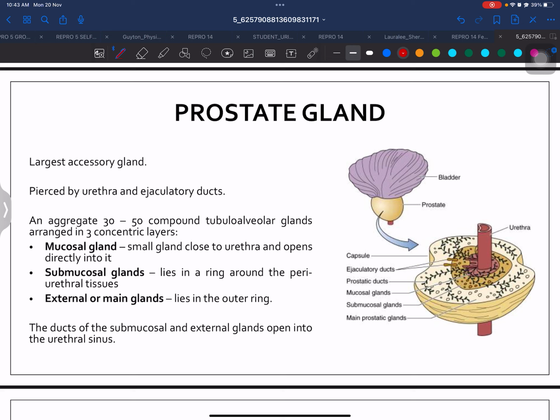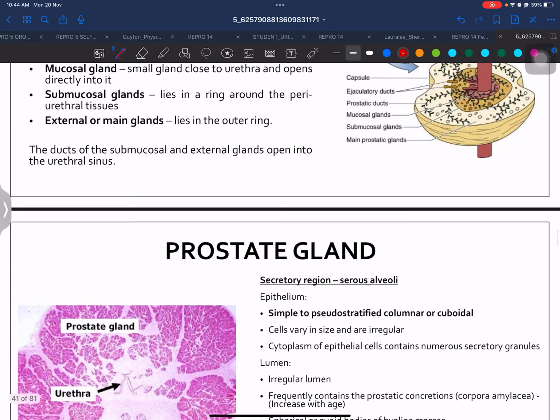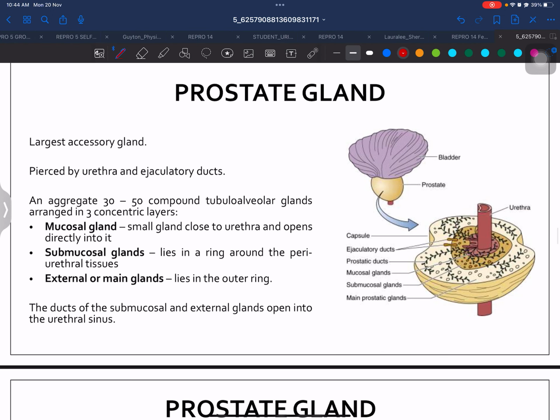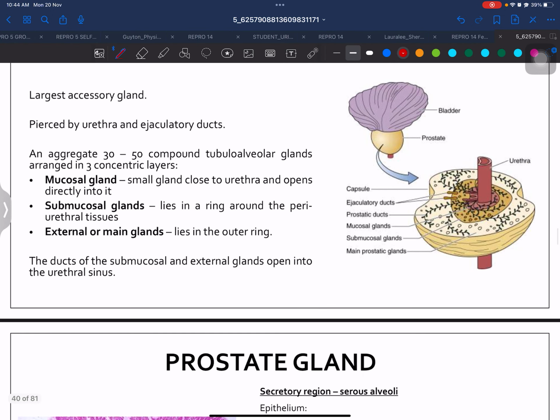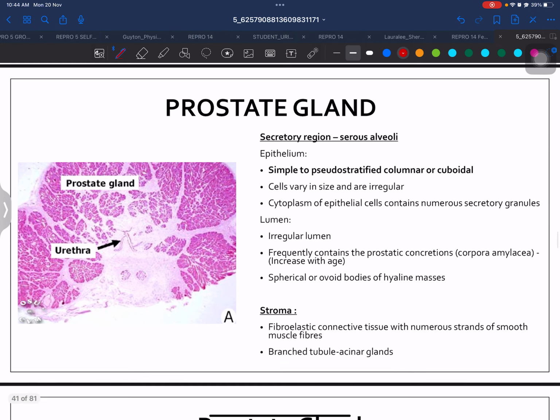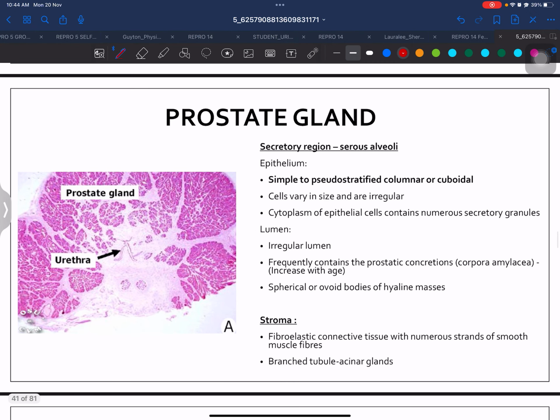So this prostate gland, dia punya epithelium, dia ada banyak jenis epithelium, from simple to pseudostratified, sometimes columnar, sometimes cuboidal. Dia ada banyak type of epithelium. Dia punya cells are very irregular, and the cytoplasm contains numerous secretory granules. Usually dia punya lumen is irregular, but usually it is a small lumen.